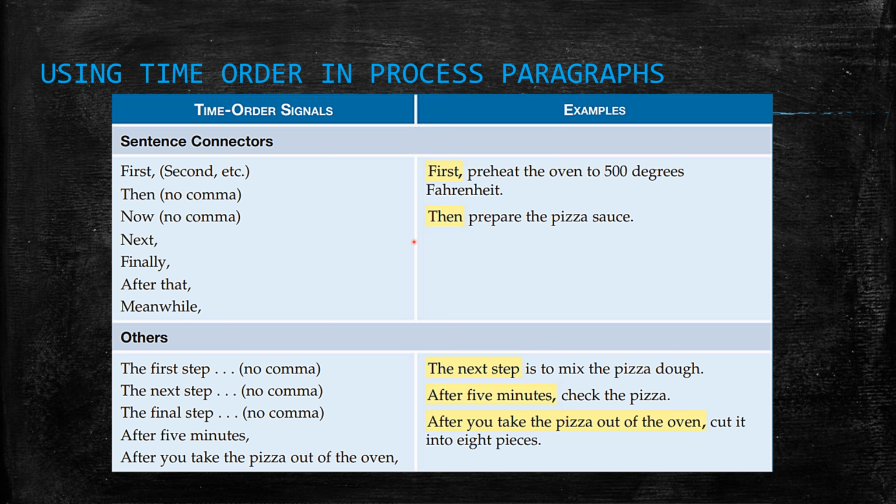I will read the examples for you. First, comma, preheat the oven to 500 degrees Fahrenheit. Then prepare the pizza sauce. The next step is to mix the pizza dough. After 5 minutes, comma, check the pizza. After you take the pizza out of the oven, comma, cut it into 8 pieces.